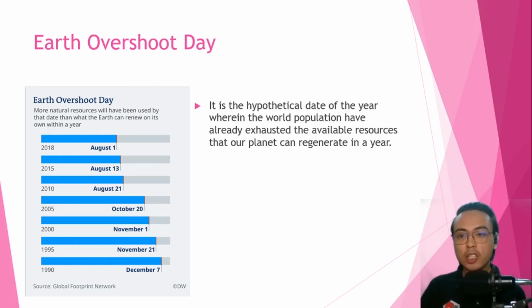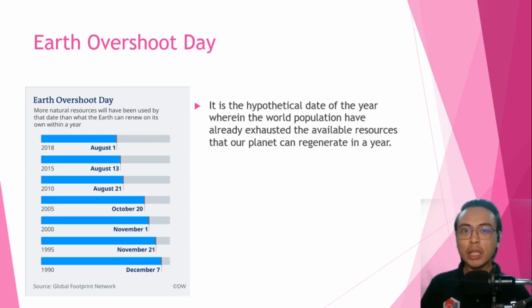If you take a look at this data, back in 1990, our Earth Overshoot Day was December 7. That means that we exhausted our budget for 1990 on December 7. So it's towards the end of the year. But what's happening as time progresses is that Earth Overshoot Day becomes earlier and earlier, such that in 2018, our Earth Overshoot Day was August 1.